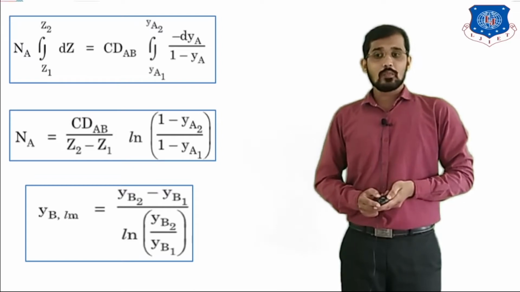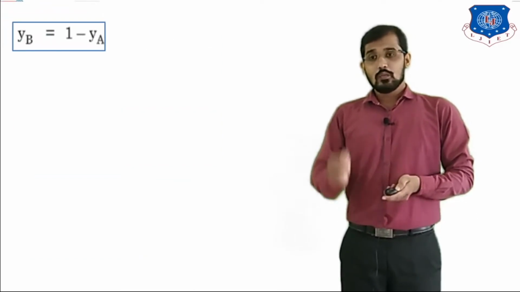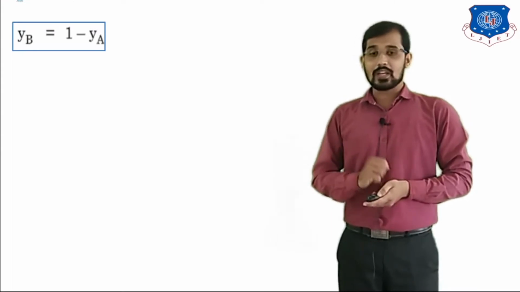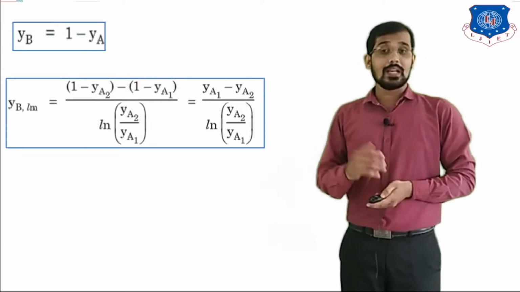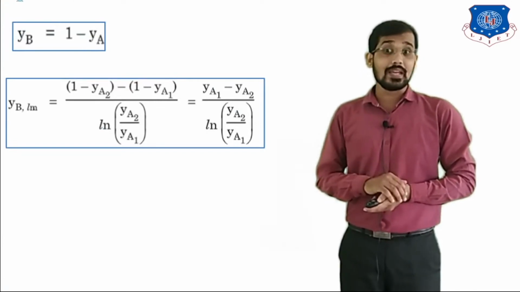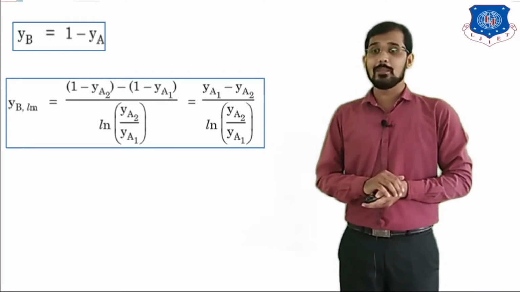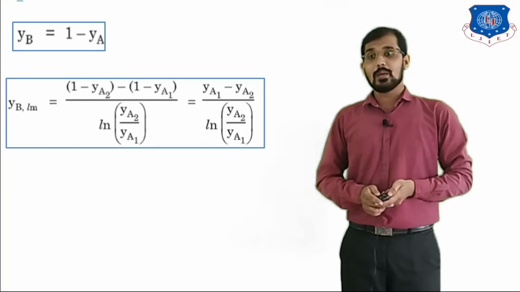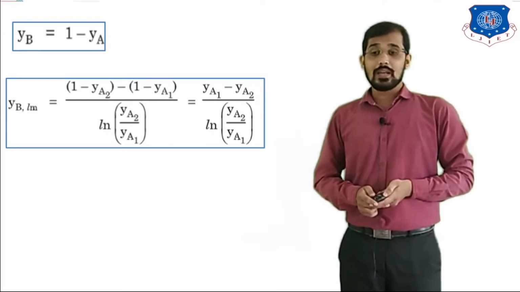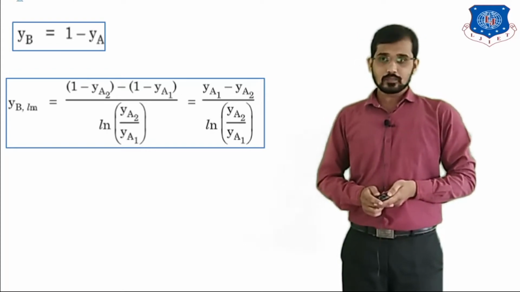So we need to find YB2 and YB1. You can see here, YB is nothing but 1 minus YA. So I can find YB2 like this: 1 minus YA2. Similarly, YB1 is equal to 1 minus YA1. After putting those terms, you get YBLM is equal to (1 minus YA2) minus (1 minus YA1) divided by ln(YA2 divided by YA1).